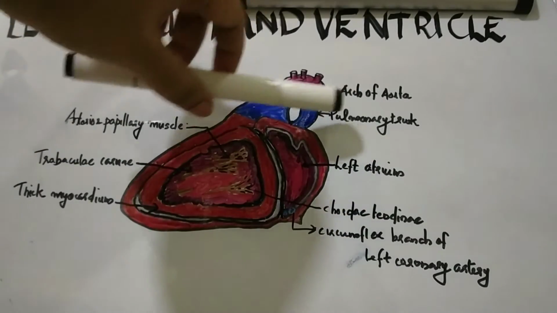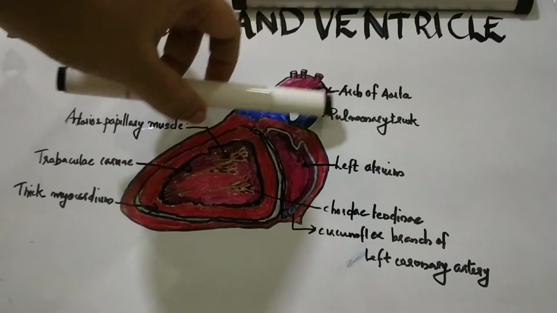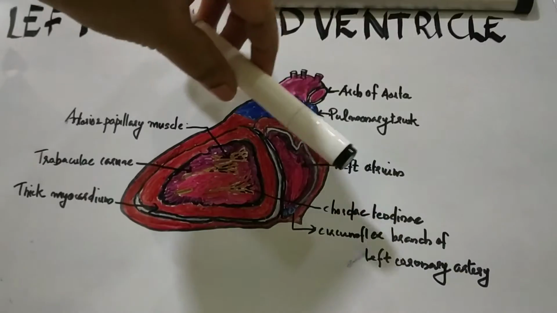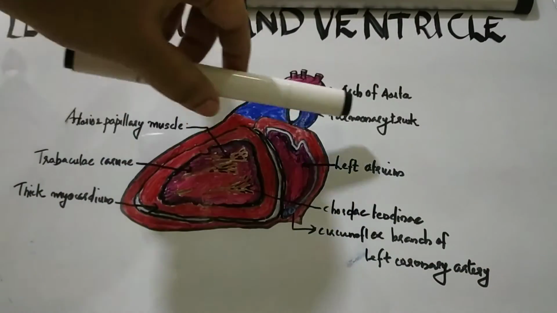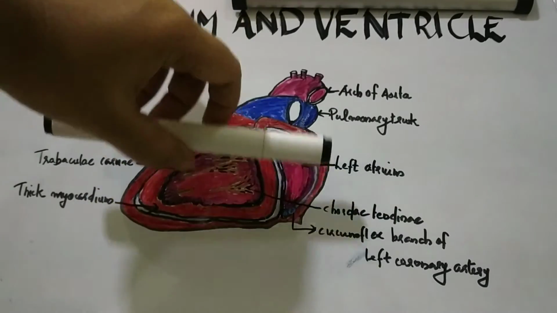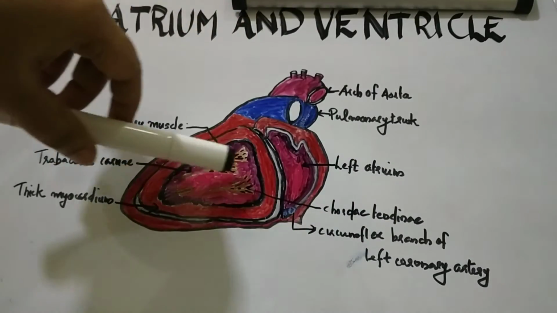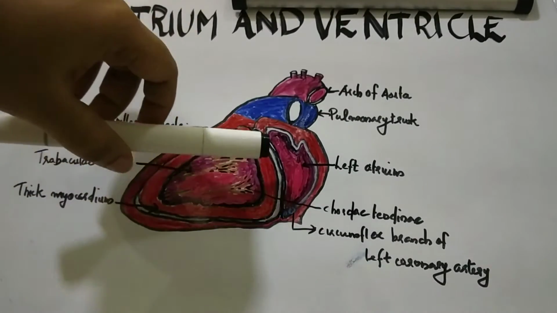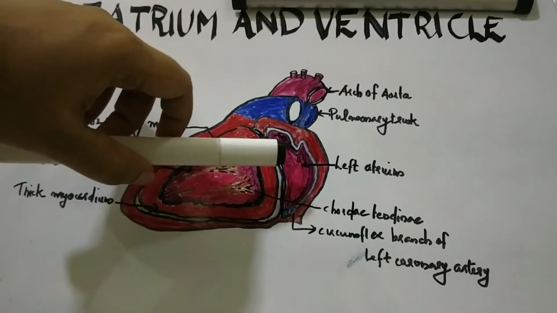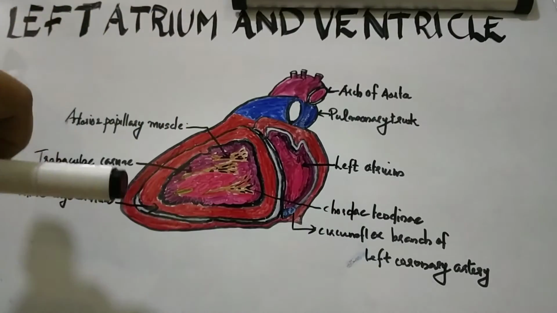The two pulmonary veins on each side open on the posterior wall, and oxygenated blood reaches the left atrium through the pulmonary veins and reaches the left ventricle through the atrioventricular orifice, which is guarded by the mitral valve or the bicuspid valve.